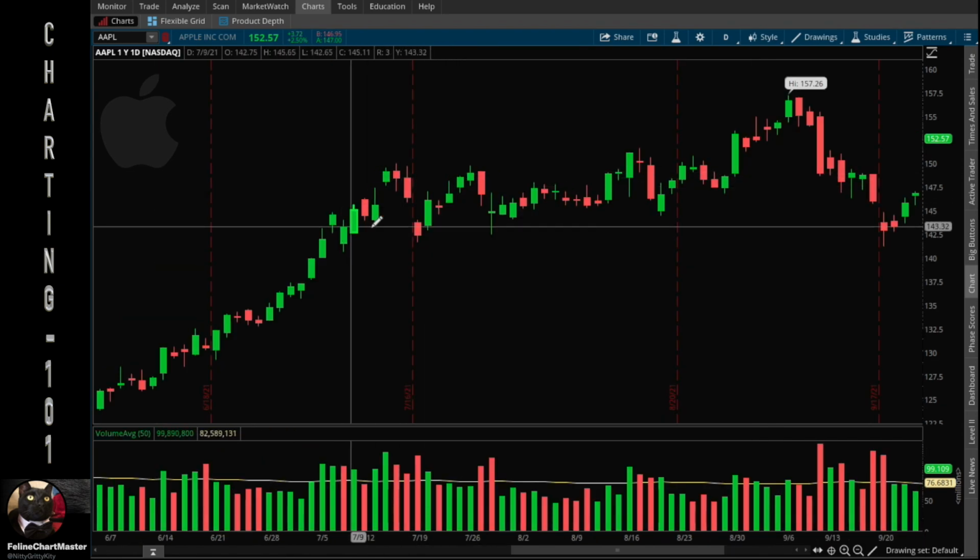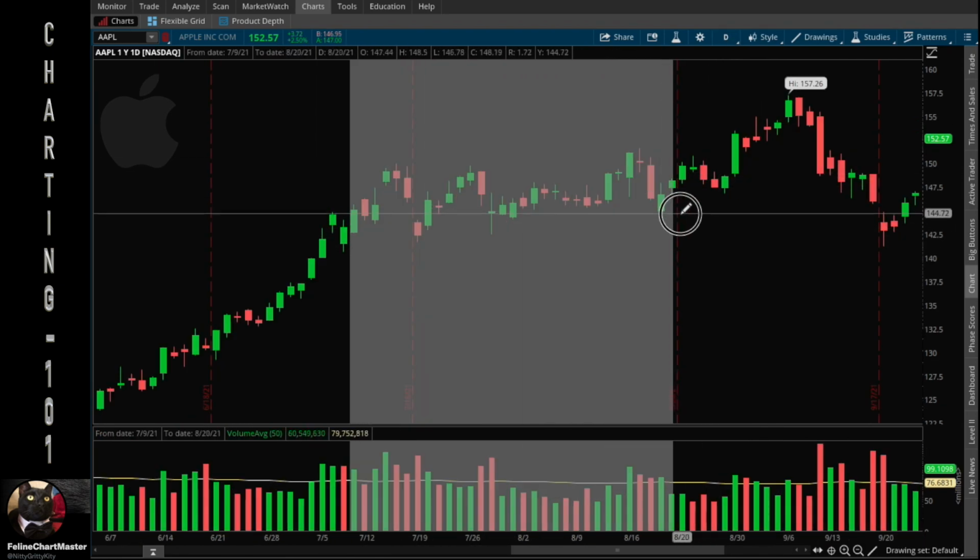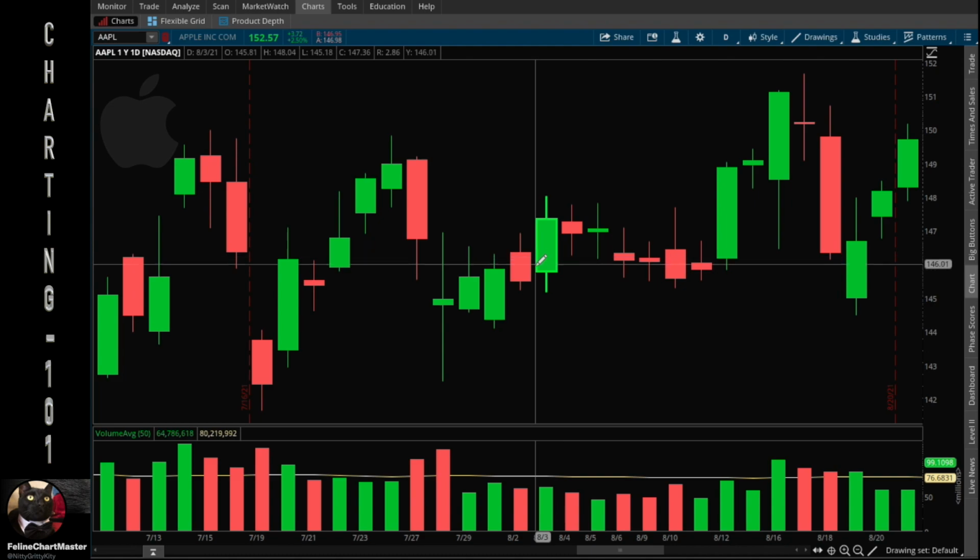Well, candles are pretty easy. We're on the daily right now. So a green candle means that price opened at the bottom right here, okay? It dipped as far as the bottom wick, and then it went as high as the top wick, and then it closed at the top of the green candle right here where it's filled in.